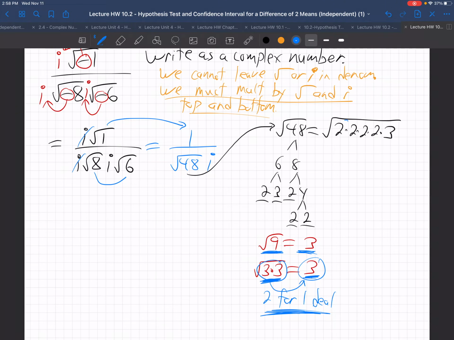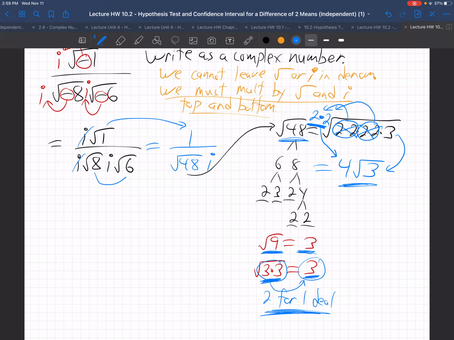So let's go back up and do that. 2 2's inside the root lead to 1 2 outside, and they're gone. Another 2 2's inside the root leads to another 2 outside. They're gone, and these are going to multiply on the outside just like they were multiplying on the inside. So what do we get? 2 times 2, 4 on the outside. What's left on the inside? All that's left is that 3. It can't come out because there's not 2 of them, right? Only when there are 2 3's on the inside or 2 2's can you come out. It's a 2-for-1 deal.